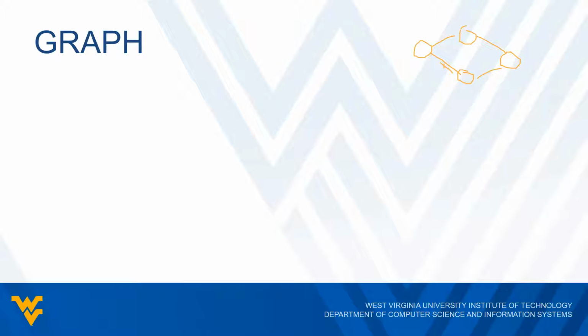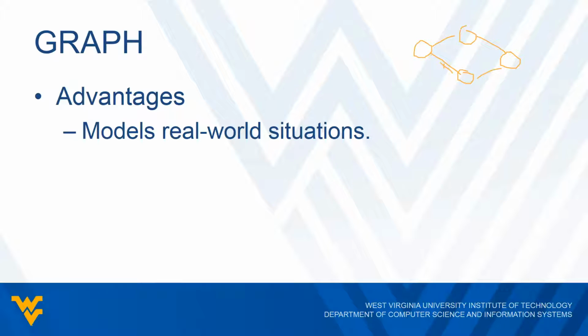So this is not a tree because we have this kind of circle. We can go in a circular rotation. So this is called a cycle here. Trees don't have cycles. So this is not a tree, but this is what we call a graph. And this is a very popular data structure. And the reason behind it is because it models several real-world situations.